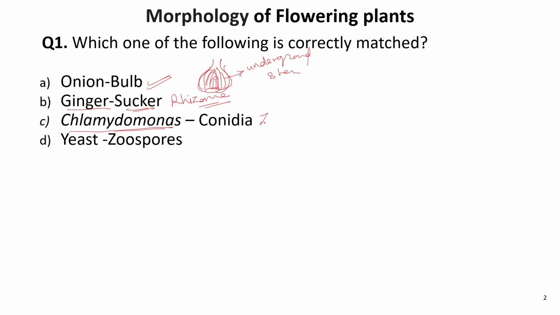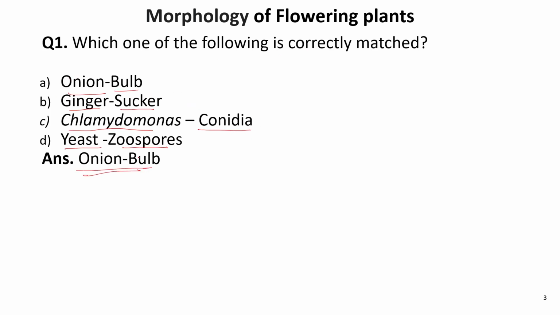Chlamydomonas gives rise to zoospores. And yeast gives buds. They grow from the buds or ascospores. With asexual reproduction, they give rise to buds, or the conidia-like structure, whereas when they reproduce sexually, they give rise to ascospores. So the correct answer is onion bulb. Onion bulb is the correct answer.